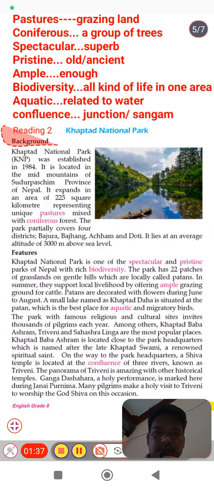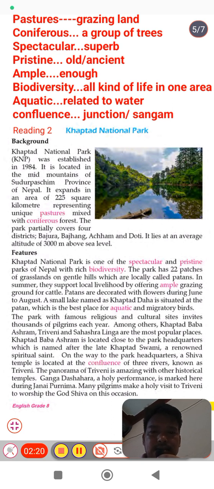So first we have the background of this park. You can see in the picture, Khaptad National Park, KNP, was established in 1984. This park was founded in 1984. It is located in the mid mountains of Sudurpashchim province of Nepal. So this park is situated in the mid mountains of the western part of Sudurpashchim state of Nepal.